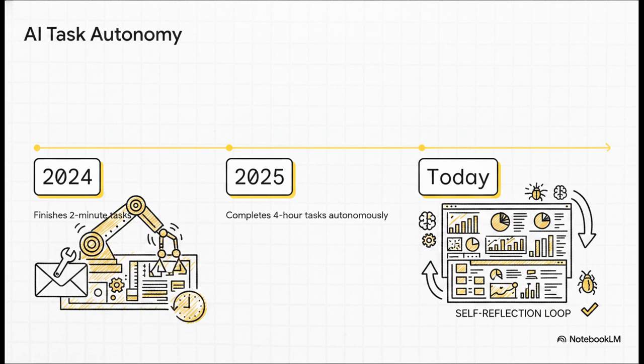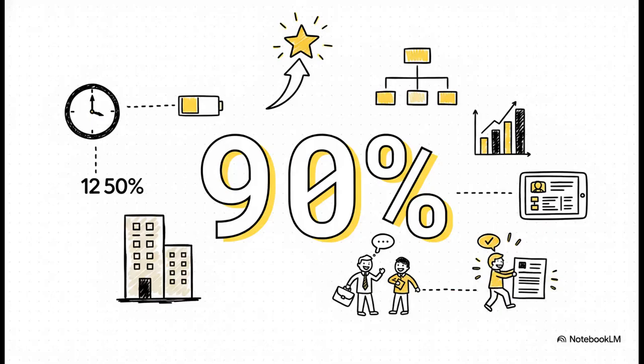Think about it. Back in 2024, AI was great at finishing simple 2-minute tasks. By 2025, we saw a leap to 4-hour autonomous tasks. And today, models like Claude AI 4.6 can work for 12 hours autonomously using a self-reflection loop. It generates code, evaluates its own work, finds a bug, fixes it, does a sanity check, and then presents the final dashboard to you.